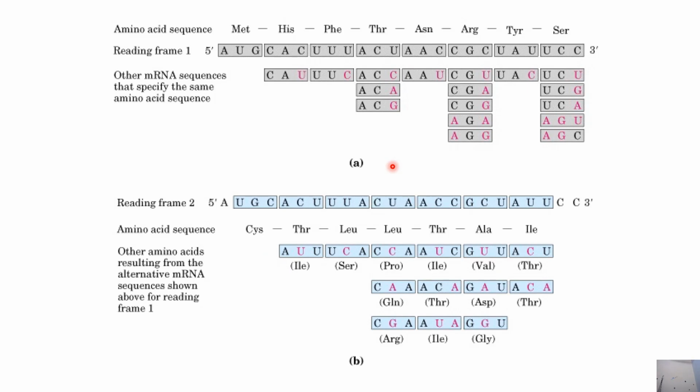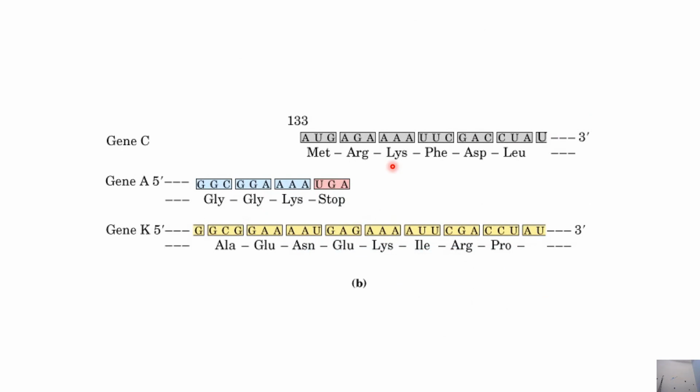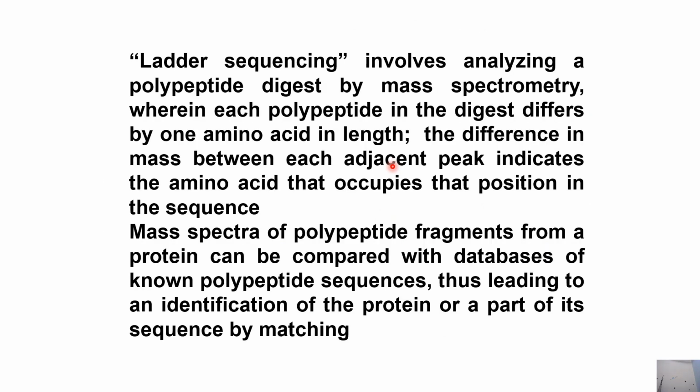This is an amino acid sequence and other mRNA sequences that specify the same amino acid sequence. Now there is something called ladder sequencing. It basically involves analyzing a polypeptide digest by mass spec, wherein each polypeptide in the digest differs by one amino acid in length. The difference in mass between each adjacent peak indicates the amino acid that occupies the position in the sequence. So mass spectra of polypeptide fragments from a protein can be compared with databases of known polypeptide sequences, leading to an identification of the protein or a part of its sequence by matching.